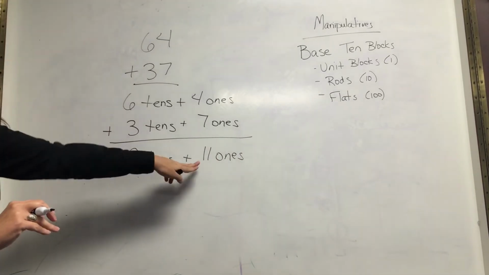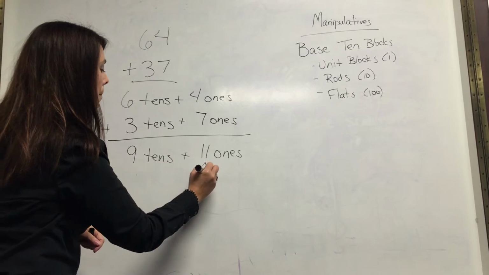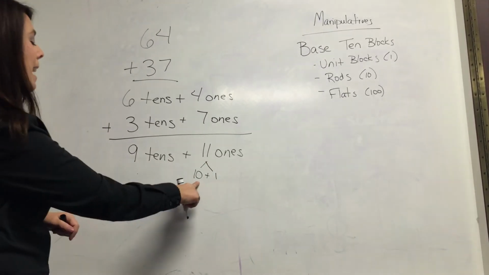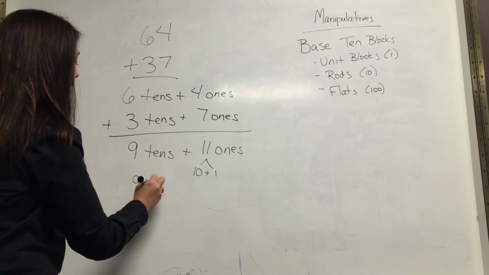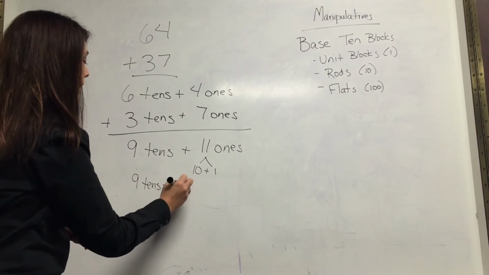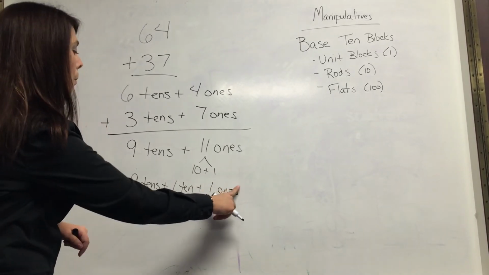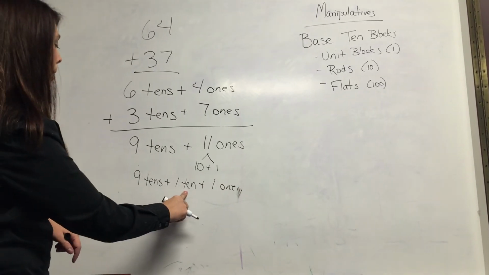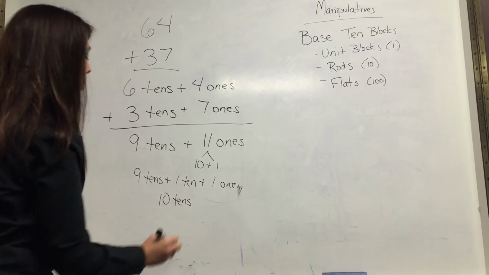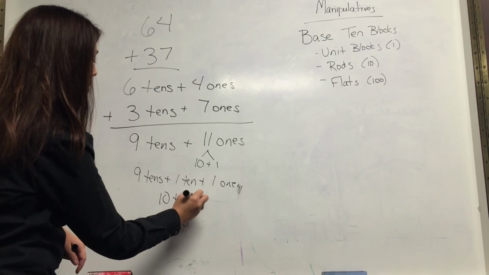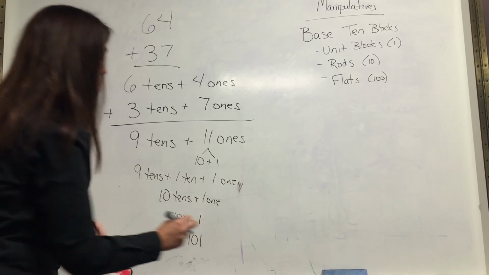Now that we know by making a 10, this 11 actually breaks down into 10 plus 1. We can take this 10 and create one more 10. So that's going to be 9 tens plus 1 more 10 plus 1 one. When we add those together, 9 tens plus 1 ten equals 10 tens, which we know is 100, plus that 1 one, and we get our final answer of 101.